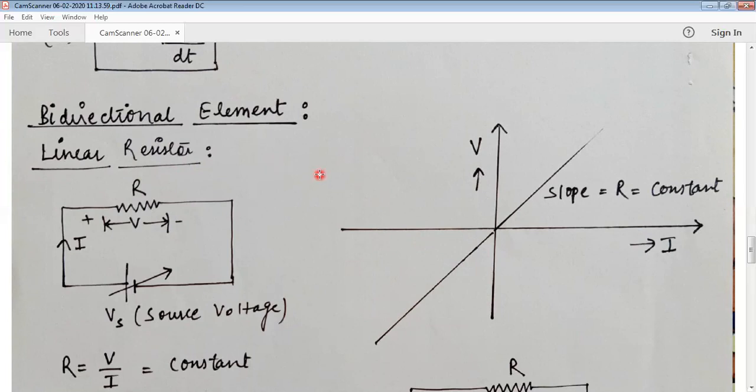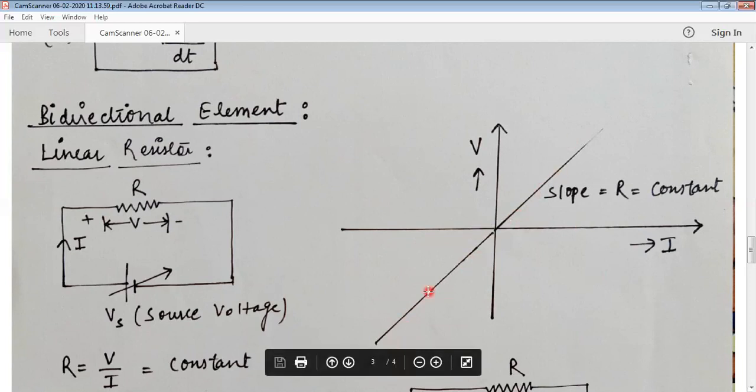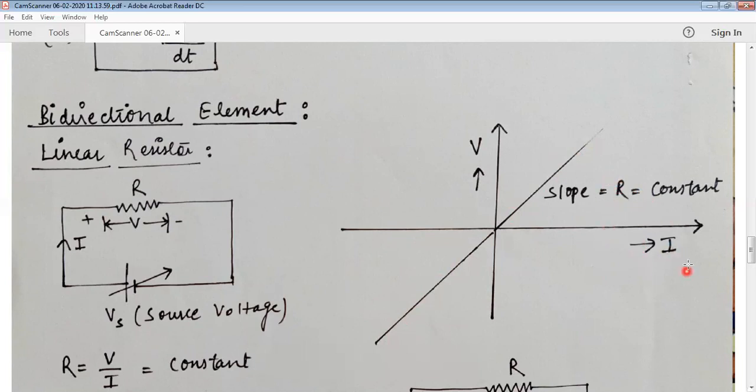Let's see the bidirectional element here. See here, one V and I graph I have taken. V divided by I means slope. V divided by I is your R. So R is the slope and that is the constant. On this side your current is in the positive direction and here your current is in the negative direction. But your characteristics, meaning resistance, is constant, whether in the forward direction or the backward direction. So this property is not depending on the direction of the current. So this resistance is a bidirectional element.